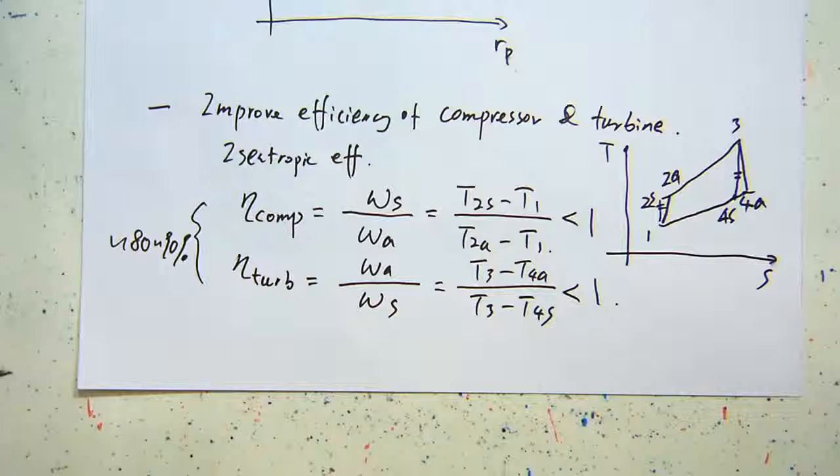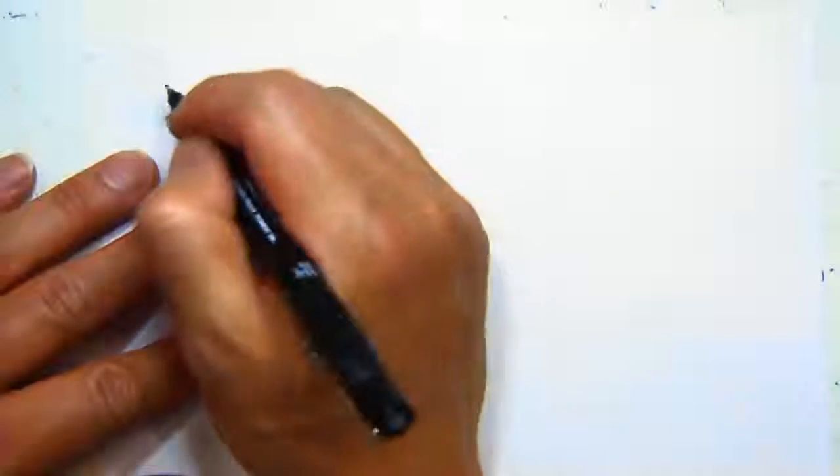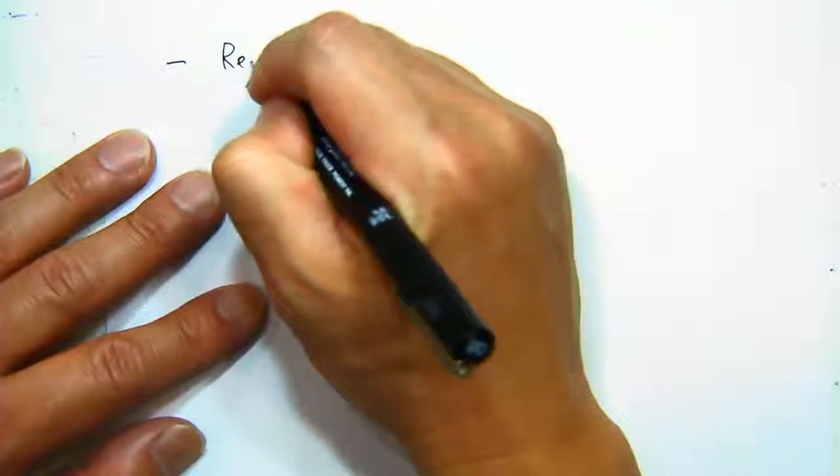Another two measures that we can take, and actually more commonly done in reality, is to change the basic Brayton cycle by adding components to make the process more efficient. That's what I'm going to discuss next, and probably I only have time to finish one. So another measure to improve the efficiency of the Brayton cycle is a process called regeneration.